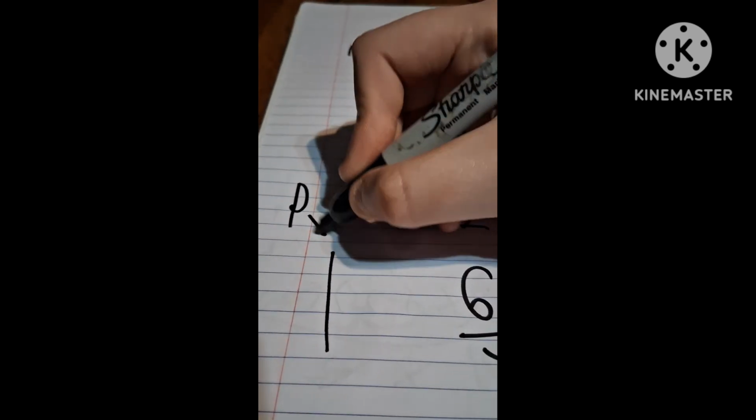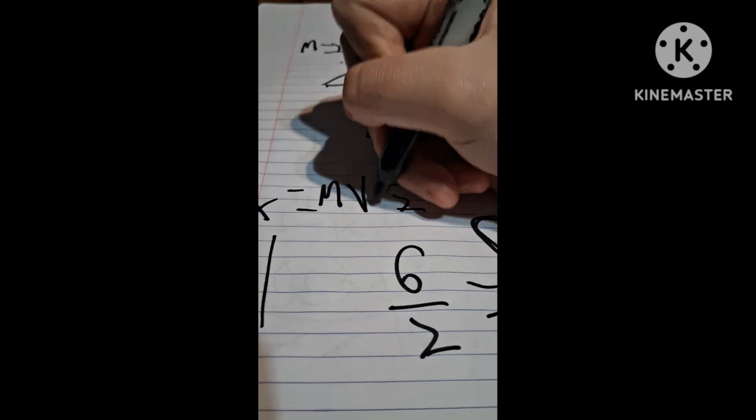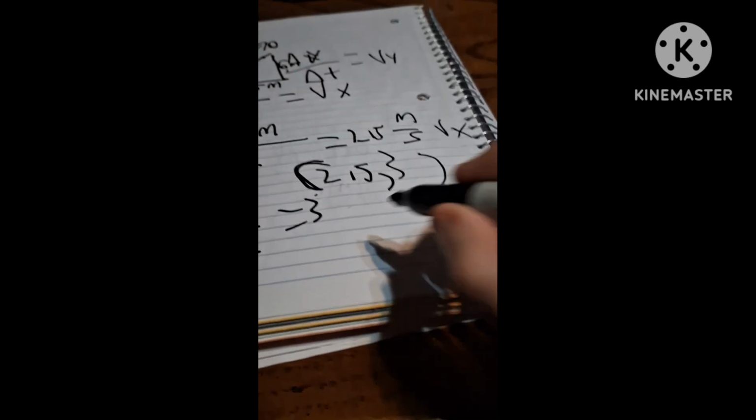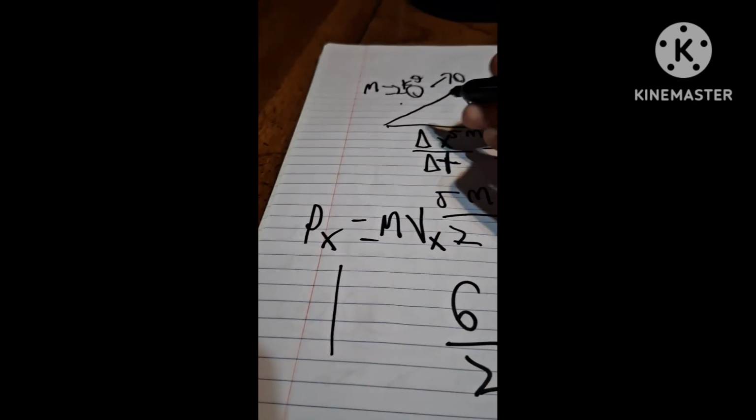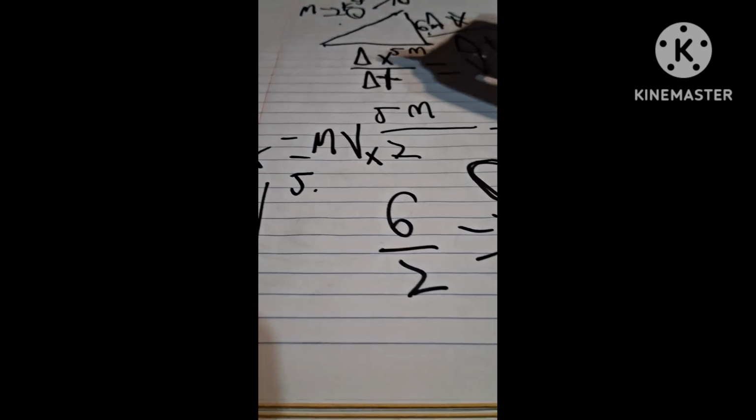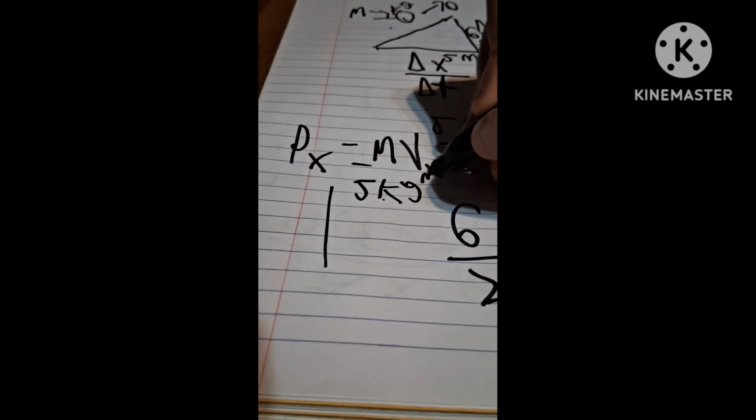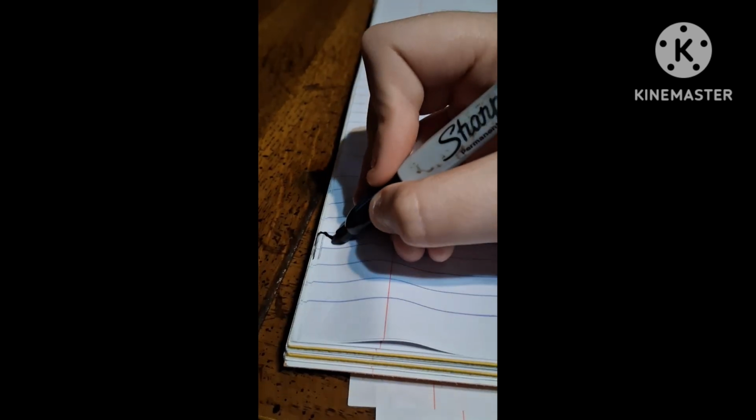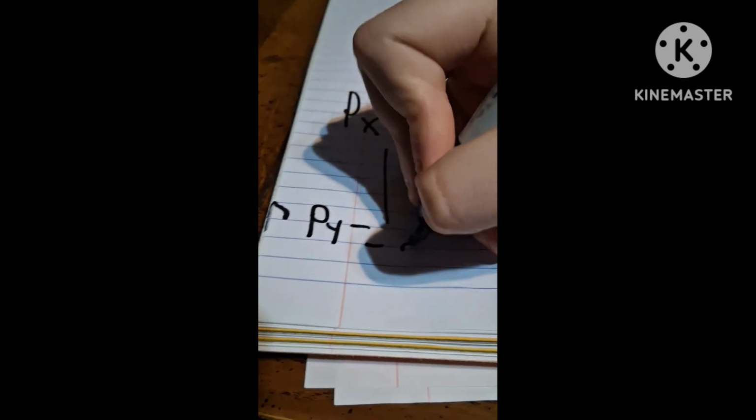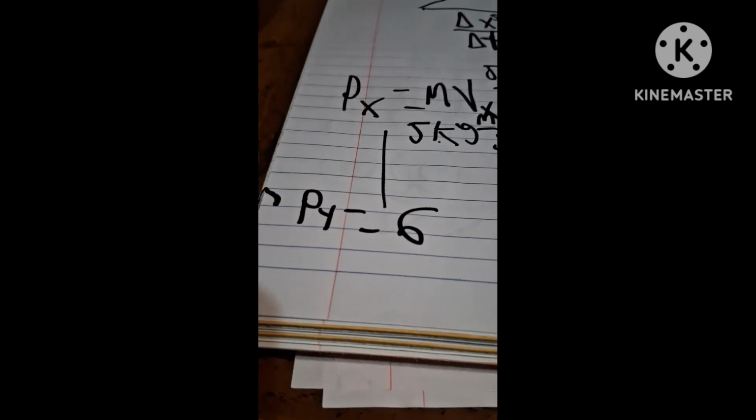The momentum for the x-axis is equal to the mass times the velocity for the x-axis. Now the x-axis velocity is 2.5. And multiplying that by 2, we get 5 kilograms meters per second. Now that for y is 6.